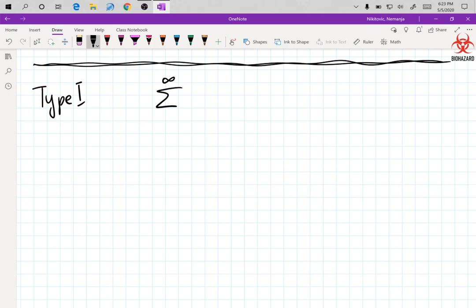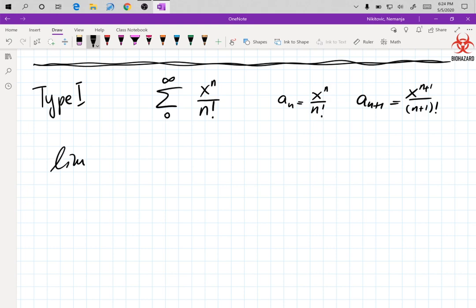Summation from 0 to infinity of x to the n over n factorial. Right? Immediately get your a_n, which is x to the n over n factorial. Immediately get your a_(n+1), which is x to the n plus 1 over n plus 1 factorial. And the limit as n goes to infinity of x to the n plus 1 over n plus 1 factorial, and I'm immediately going to flip the other one and write it as a multiplication, skipping a step.